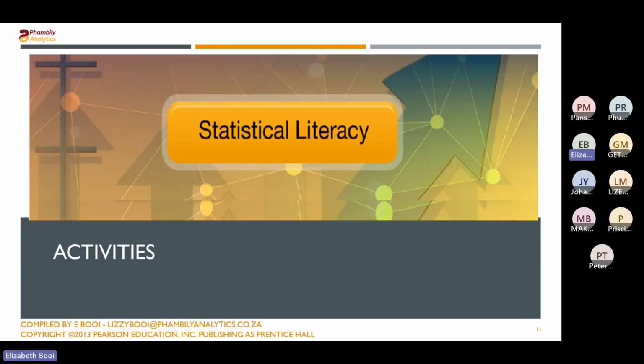Okay, so let's look at some of the activities that you can encounter in either your assignment or in your exam.